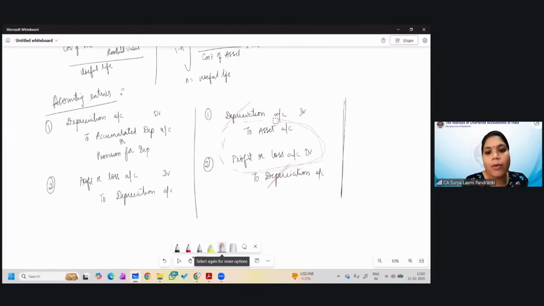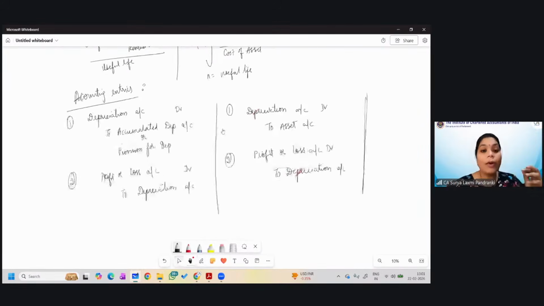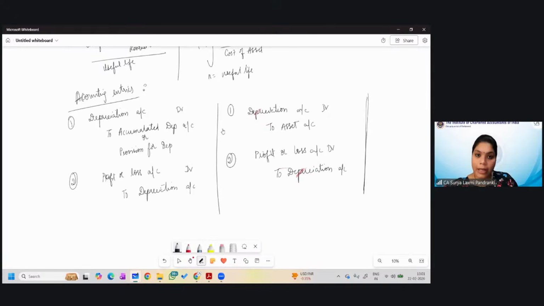Or you can also create one more account, which is the accumulated depreciation account or provision for depreciation account. Provision for depreciation is just an account which is created to see what is the depreciation we will have for all the years. Now, the depreciation account will be closed every year, no? But the accumulated depreciation account is like a cumulative balance account, which means depreciation for the first year, second year, third year, fourth year, all together will be there in this account.